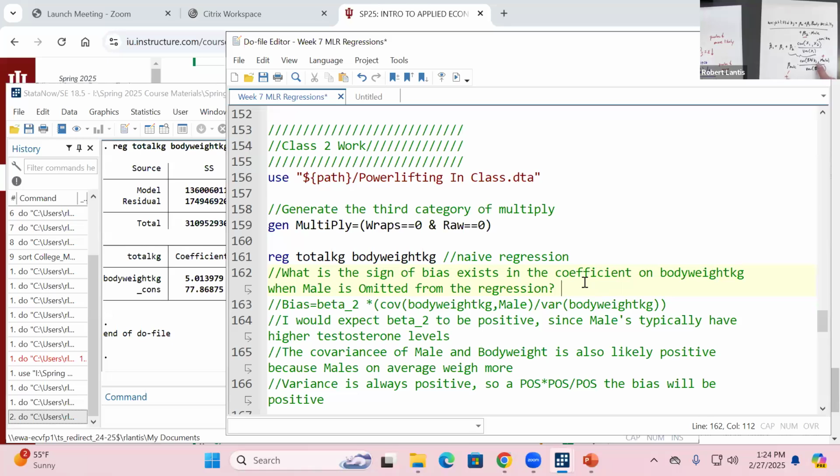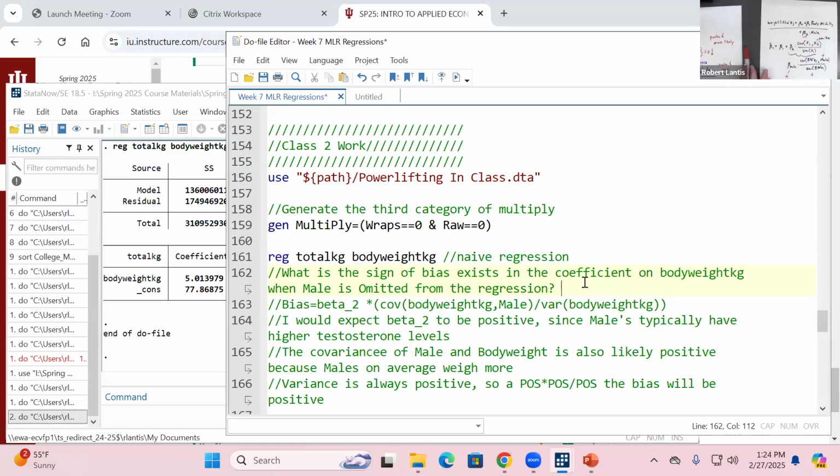You need to know that the sign of that omitted variable bias depends on these two things. Why? Because the variance will always be positive, right? So here, it's likely that I'm seeing a positive estimate, but what might that body weight coefficient be picking up a lot of the effect of? The individual being male. So as soon as I include that male variable, what happens to my estimate? That bias is completely eliminated, okay?